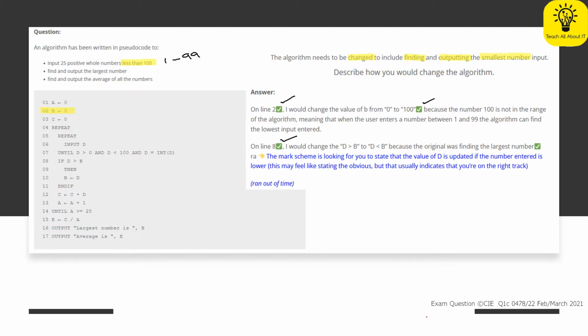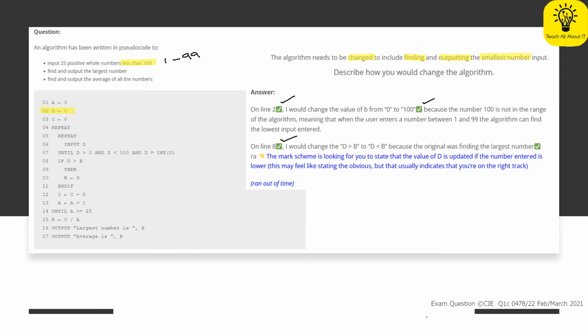On line 8, change "d is more than b" to "d is less than b". This is testing for the value where the new input number is lower than. And the mark scheme is really looking for you to state that the value of d, or technically the value of your new variable looking for smallest, is going to be output.